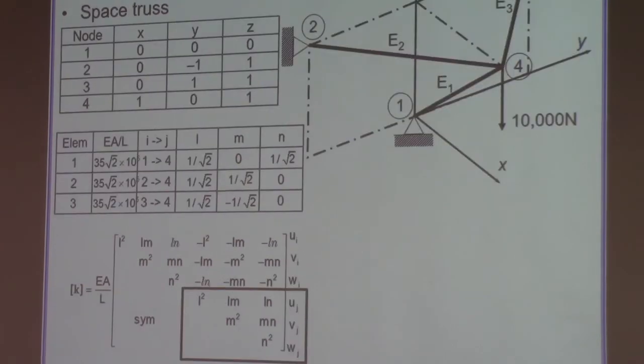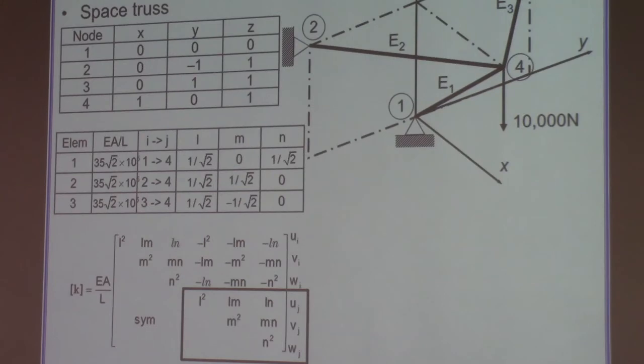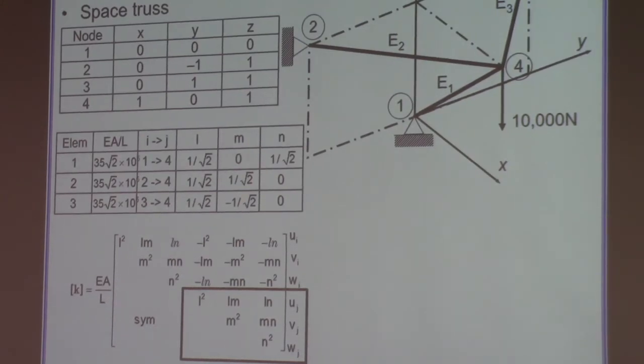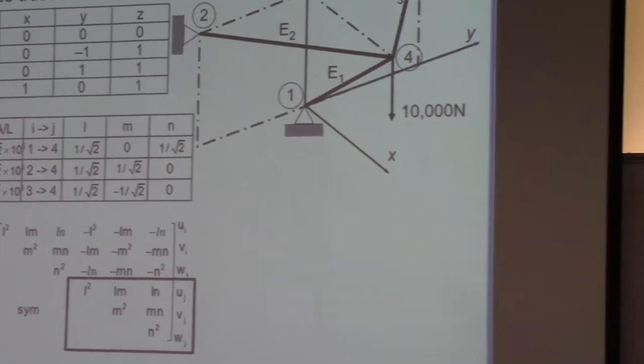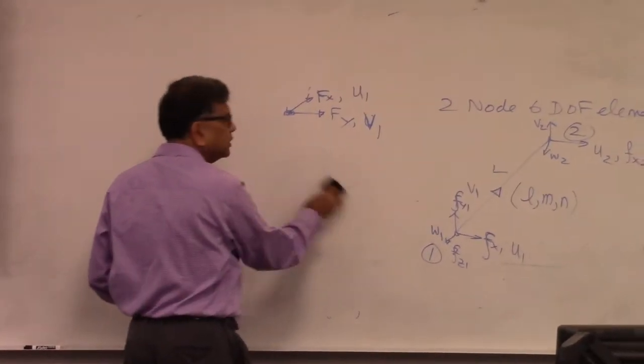This example, what? That's all? Okay, so you assemble, you get the global stiffness matrix. Okay, now, I think I have to teach this. This now it's becoming insane.